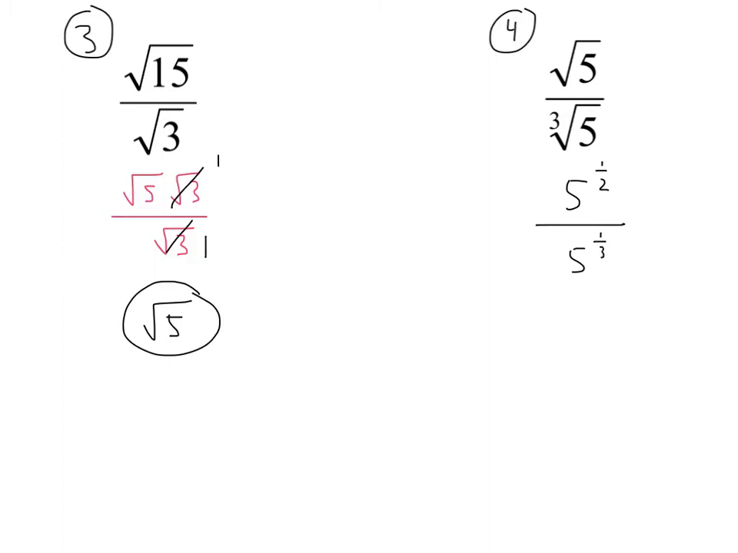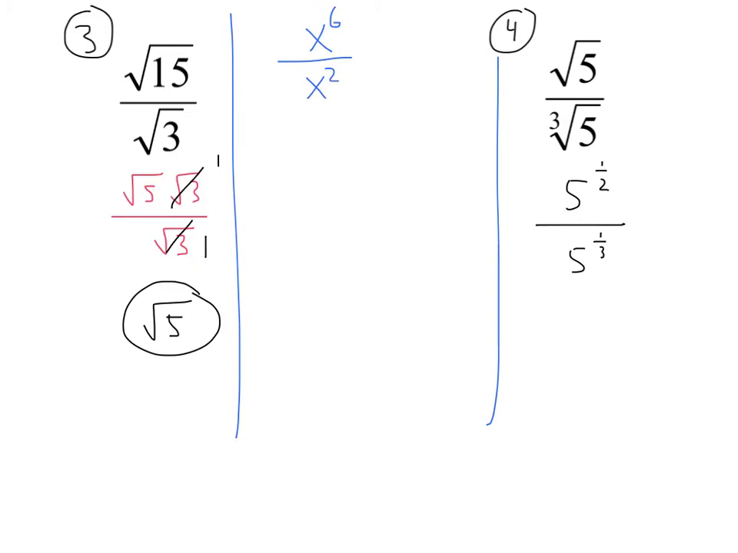And how does that help me? Well, let's recall our properties of exponents. If I had x to the 6th power divided by x squared, what does that mean? That's 6 factors of x on the top divided by 2 factors of x on the bottom. And 2 factors on top and bottom are going to divide out, leaving me with x to the 4th power. You can think of that as the property saying 6 minus 2 gets me 4.